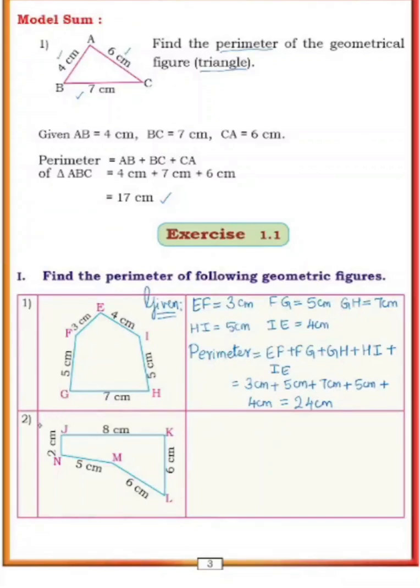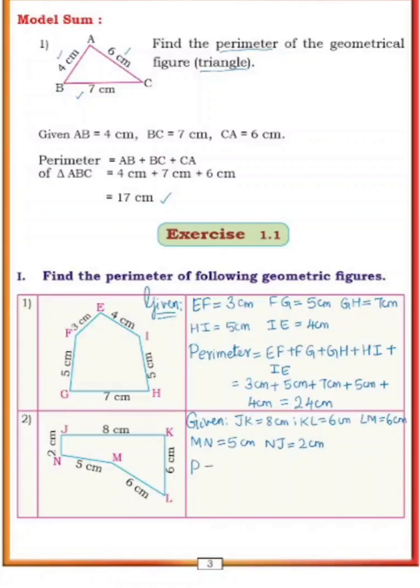Now let's solve the second question. J, K, L, M, N is the given geometrical figure. So given JK is equal to 8 centimeters. KL is equal to 6 centimeters. LM is equal to 6 centimeters. The side MN is equal to 5 centimeters. And the distance between N, J is equal to 2 centimeters.